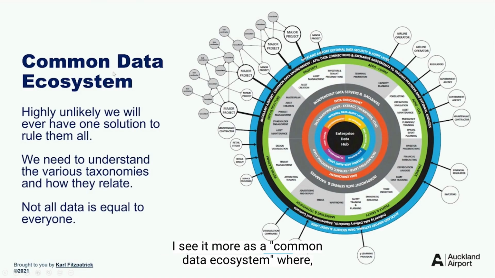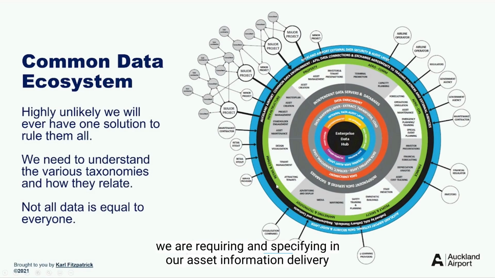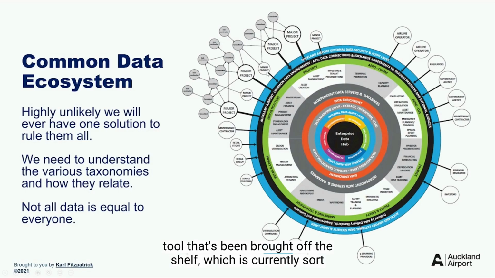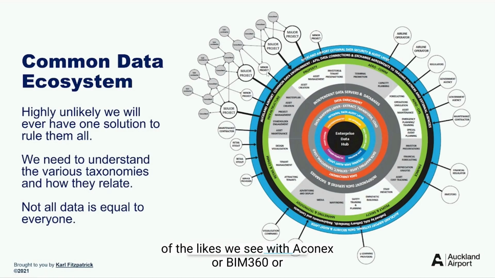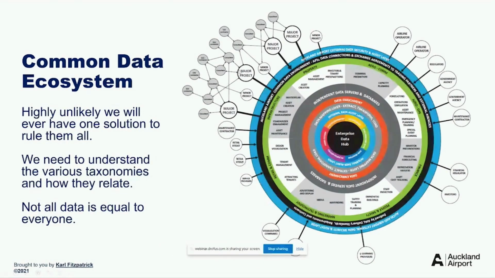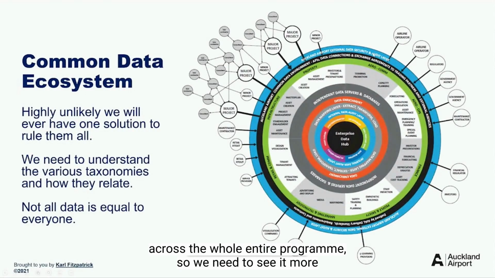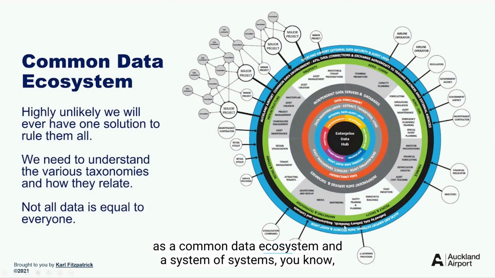So I see it more as a common data ecosystem, where our common data environment is actually the structured data that we're requiring and specifying in our asset information delivery manual, and it's a combination of tools rather than one particular tool brought off the shelf, like we see with Aconex, BIM 360, or Procore. They're more of a project tool, and even at a program level, it's hard to see all the information across a whole entire program. So we need to see it more as a common data ecosystem and a system of systems.